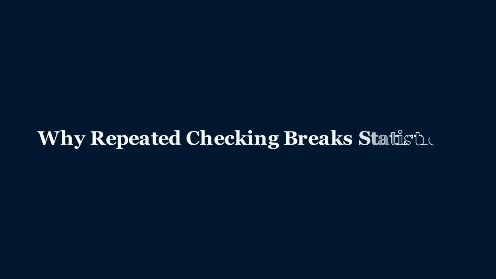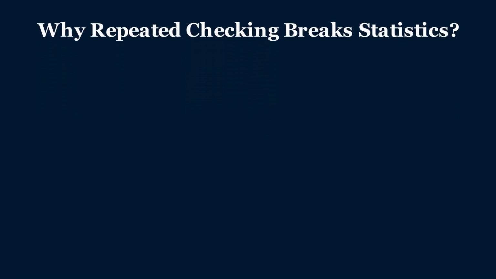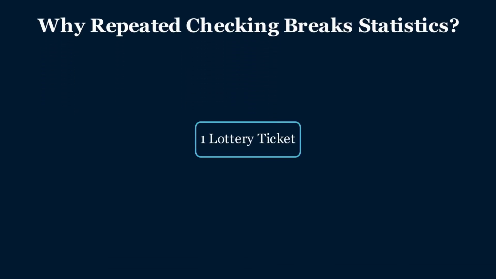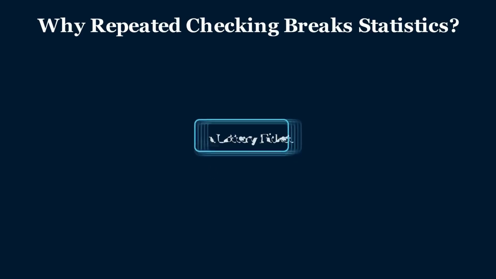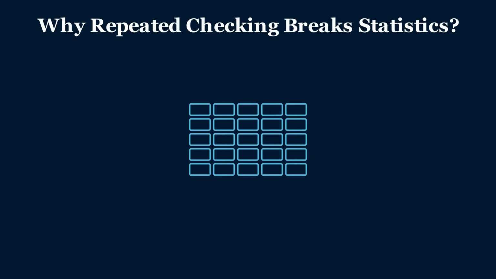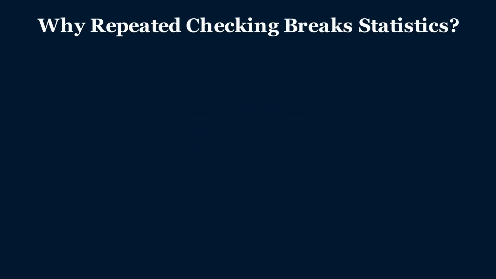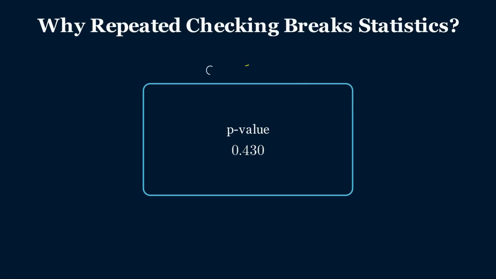But why does looking more often change the probability of making mistakes? Answer is surprisingly simple. Imagine buying a single lottery ticket. Your chance of winning is tiny. Now imagine buying 100 lottery tickets. Your overall chance of winning becomes much larger. Not because the lottery changed, but because you gave yourself many more opportunities to get lucky.